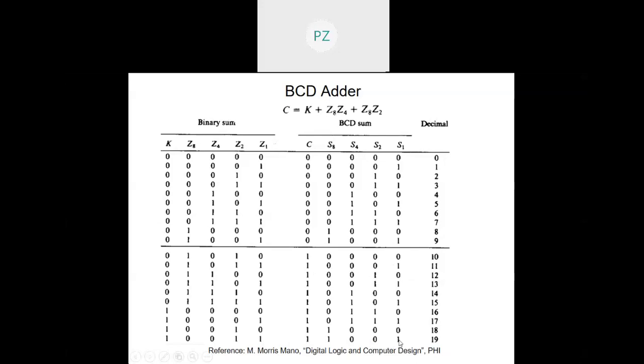You can see for yourself: 1, 2, 4, 8, 16. So 8 plus 16 is 24, plus 1 is 25. So this is the idea of a BCD adder. If you have understood the truth table, the design should be very clear. I should apply a correction at the output. As long as the binary sum remains within 9, I should not do any correction whatsoever. But when it exceeds 9, I should add 6 to it.